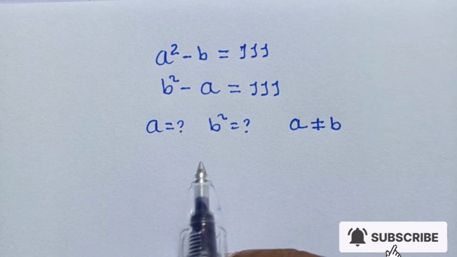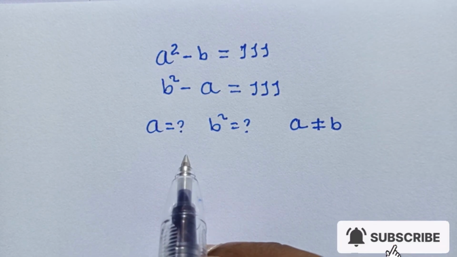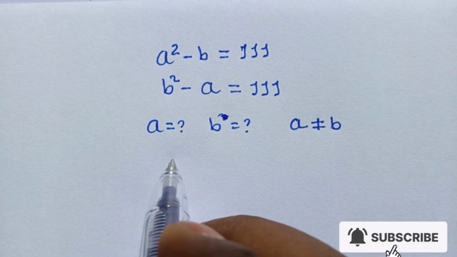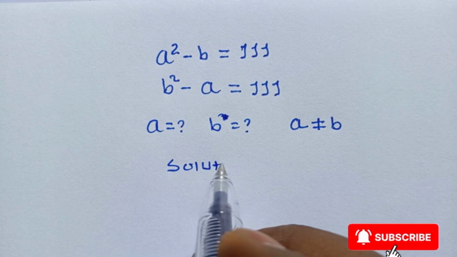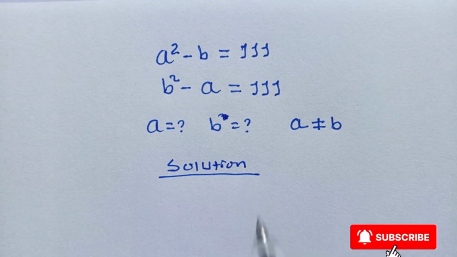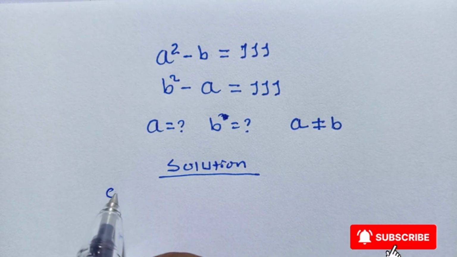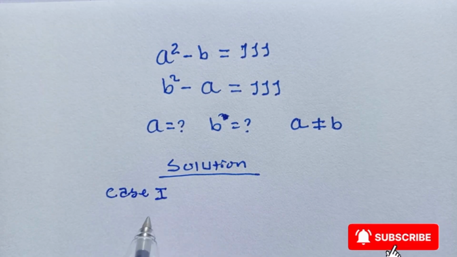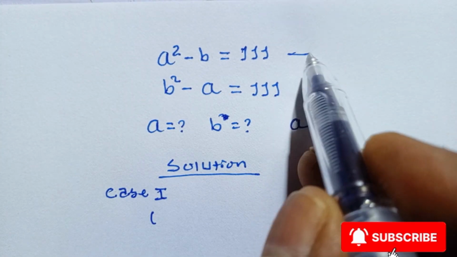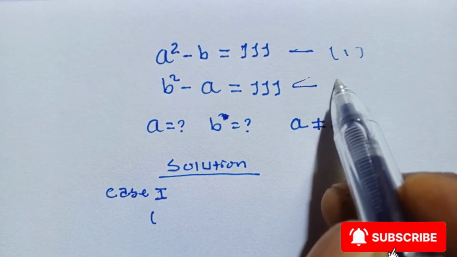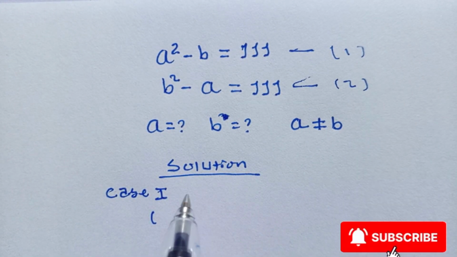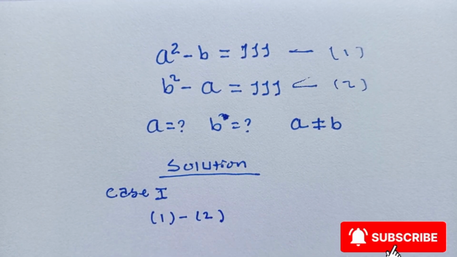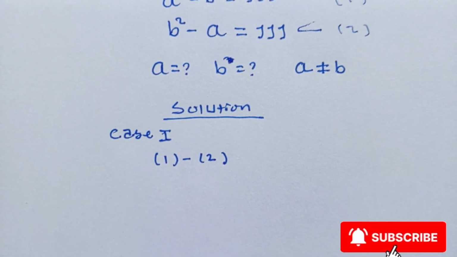From this equation, find the value of a and b. Then solution. We use two cases. Case 1. This is equation 1. This is equation 2. Equation 1 minus equation 2.